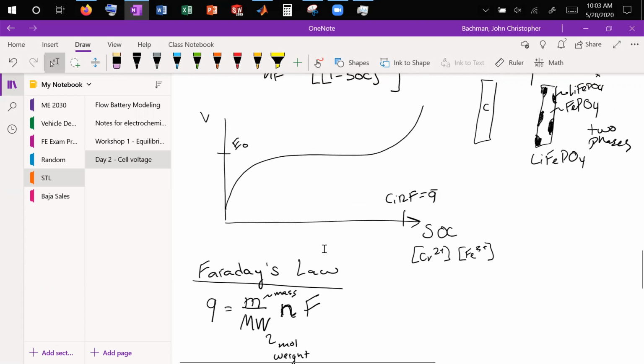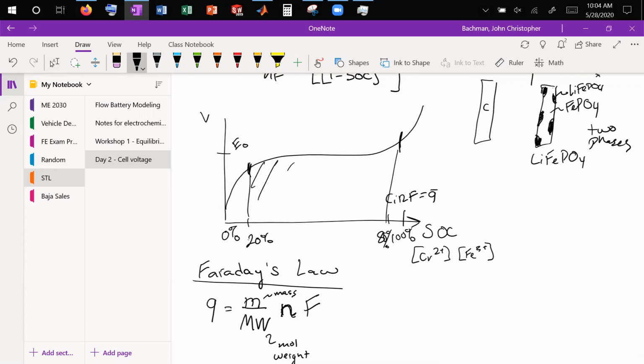On a battery, you're probably not going to operate between 100% SOC and 0%. Most systems you'll probably operate with some bounds, maybe like 20% to 80%. So you operate within these bounds, and you get the energy density by integrating this portion of it.